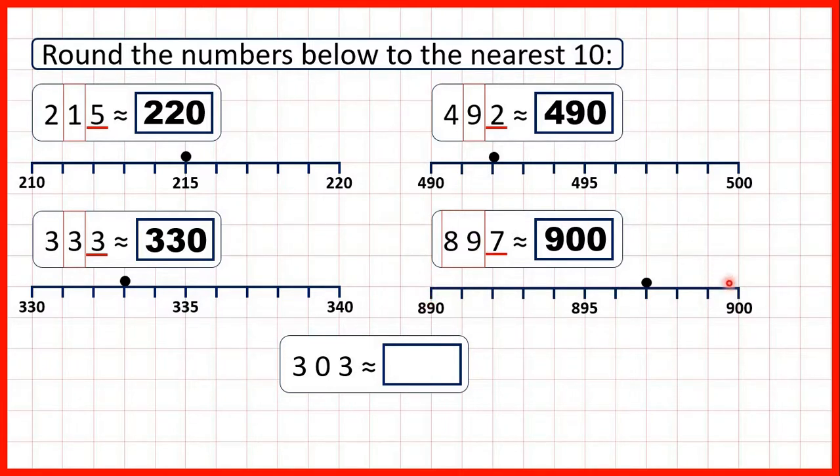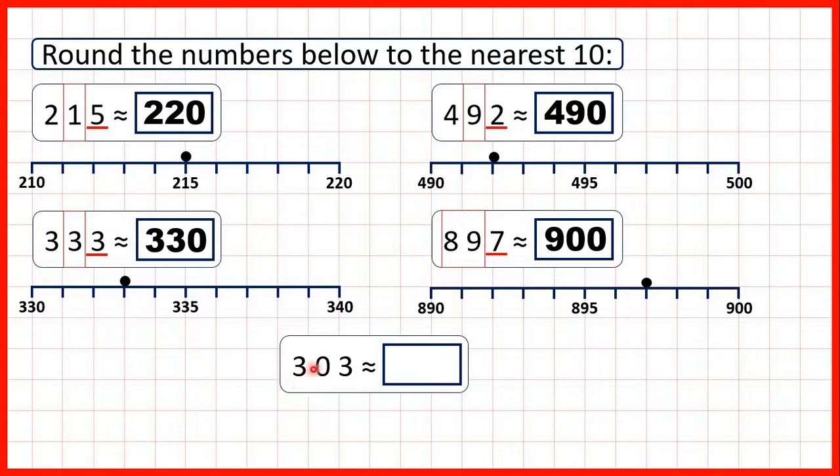Those are the multiples of 10 that it's between, because if we counted up in tens, we would say 890, and then the next multiple of 10 would be 900. But it's closer to 900, so that's why we round up.